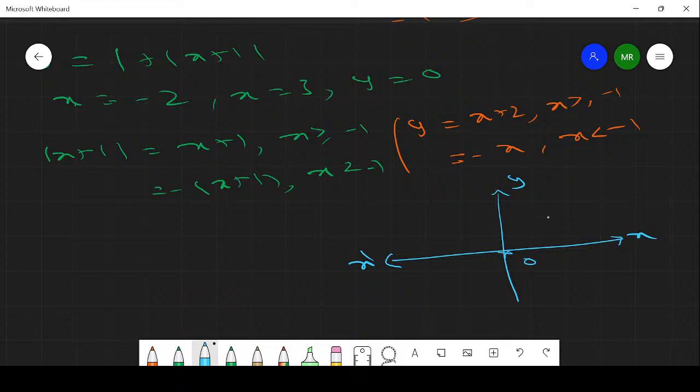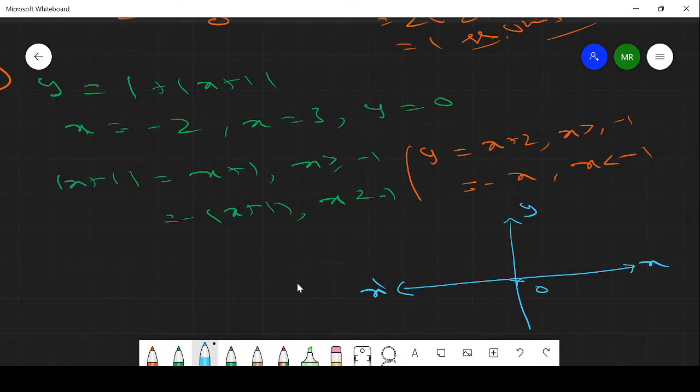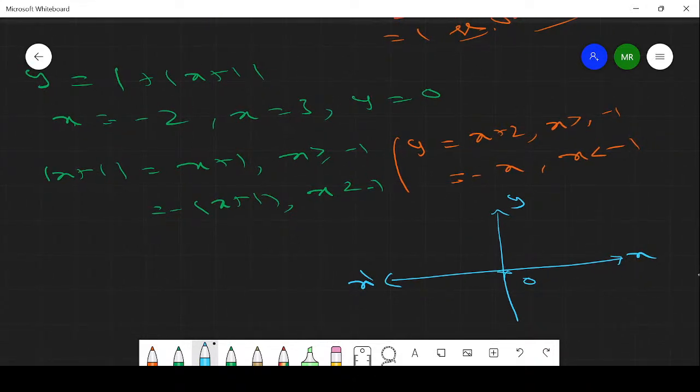The important point here is that for 1 plus mod x plus 1, when they have mod x plus 1, we add 1 unit to it. So y equal to 1 plus mod x plus 1 means, if we take x greater than or equal to minus 1, the most important point here is this minus 1.